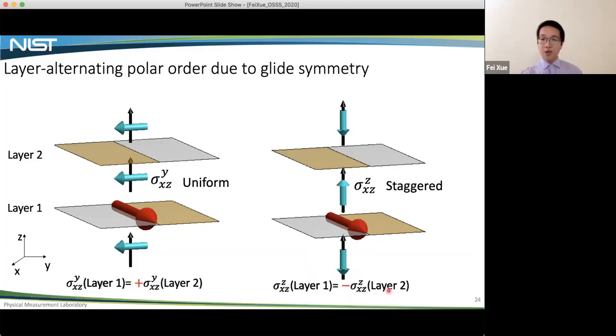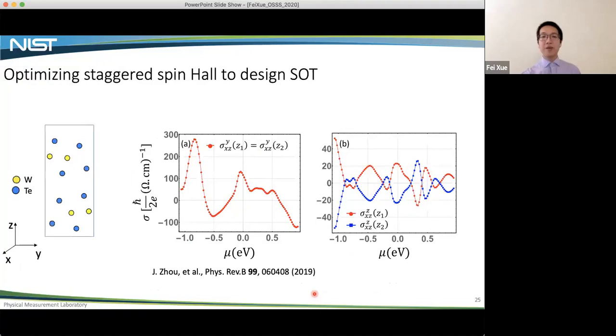That's why you cannot easily calculate this just by using the Kubo formula in a conventional package. You have to trouble yourself a little bit to get that. But if you are interested, you can ask me later, and I can explain how we calculate that.